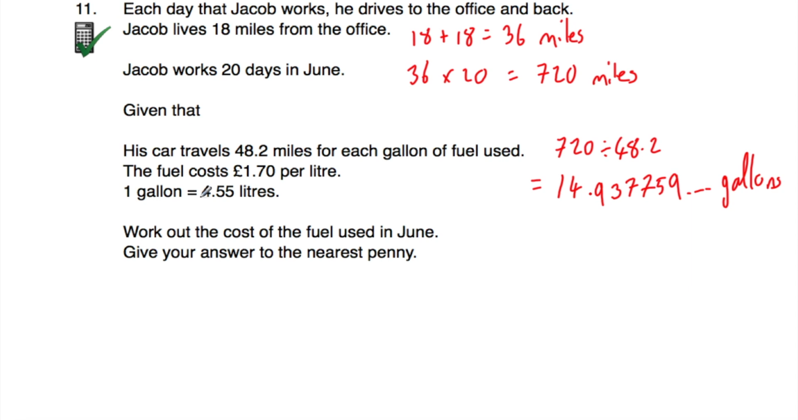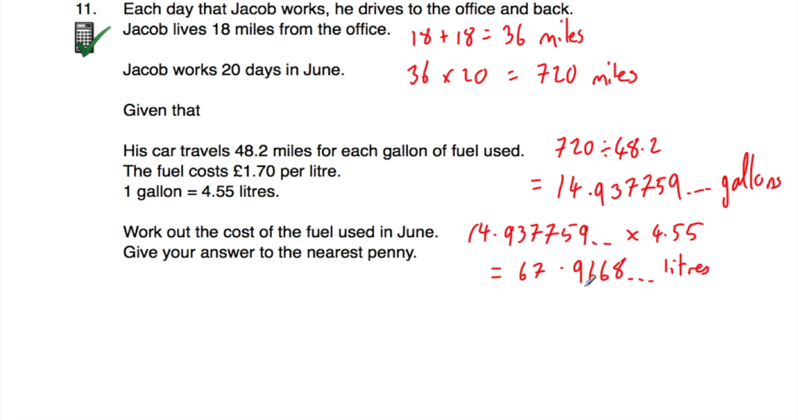Now each gallon is 4.55 litres. So if we multiply the number of gallons used by 4.55, that'll tell us how many litres he's used, because typically in the UK, we buy fuel in litres. So if we take our 14.937759 and so on, I've just left it on my calculator display, and multiply by 4.55, that will convert the gallons into litres. That is equal to 67.96680 and so on litres. So that means he's used 67.9668 and so on litres with his travelling in June.